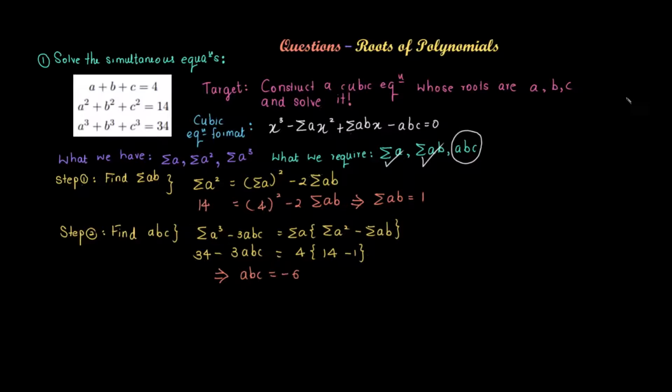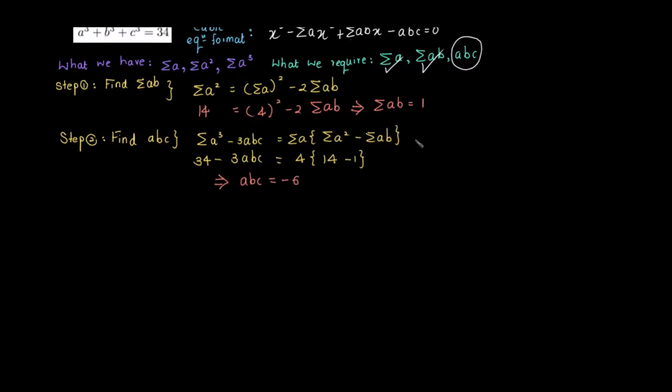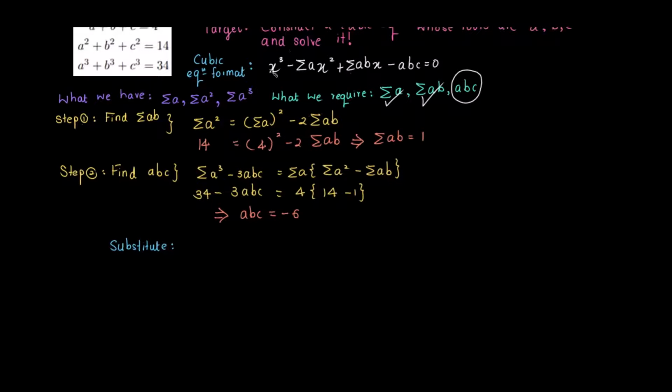So let's plug these values into that cubic equation format. So let's substitute them. x cubed. We have sigma a, that's equal to 4, so minus 4x squared plus sigma ab. Sigma ab, we found that that's equal to 1. So plus x, minus times minus 6 is plus 6, equal to 0.